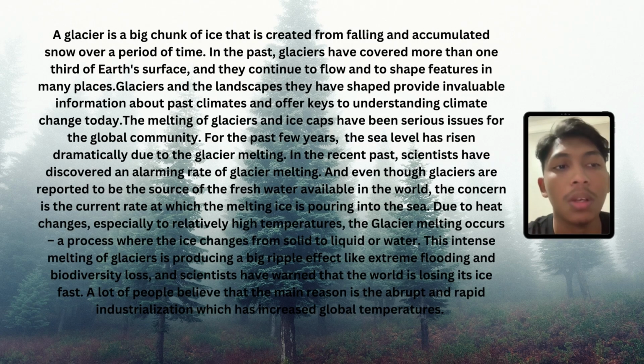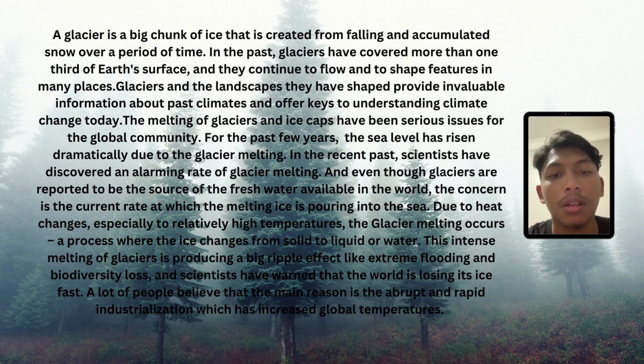Assalamualaikum and hi. So I will explain the introduction of our report. Melting glaciers. A glacier is a big chunk of ice that is created from falling and accumulating snow over a period of time. In the past, glaciers have covered more than 1/3 of the surface, and they continue to flow and to shape features in many places. Glaciers and the landscapes they have shaped provide valuable information about past climates and offer keys to understanding climate change today.